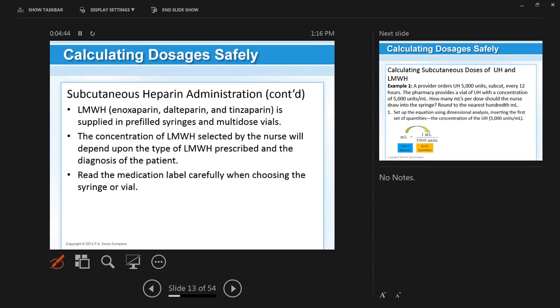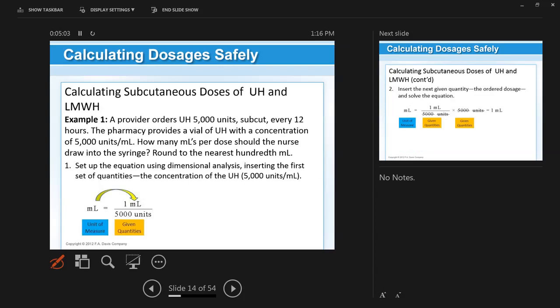So when we talk about what the route of administration will be, it's important to know if you are giving the low molecular weight dose. Sometimes you'll have a multi-dose vial, but a lot of times we see a pre-filled syringe. And so you want to, again, make sure that that syringe is the correct concentration and that you're giving the correct dose.